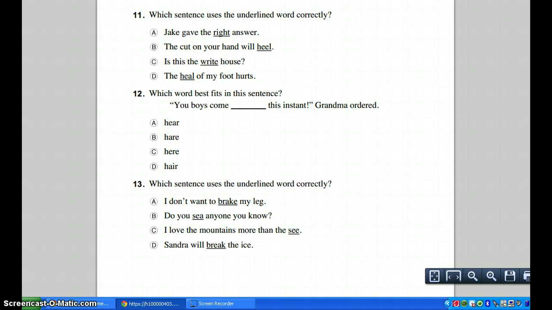Number 13, which sentence uses the underlined word correctly? A, I don't want to break my leg. B, do you see anyone you know? C, I love the mountains more than the sea. Or D, Sandra will break the ice. Again, please make sure you're looking at the spelling of the underlined words.